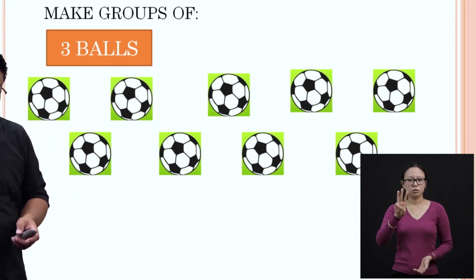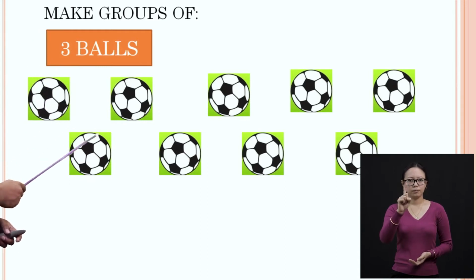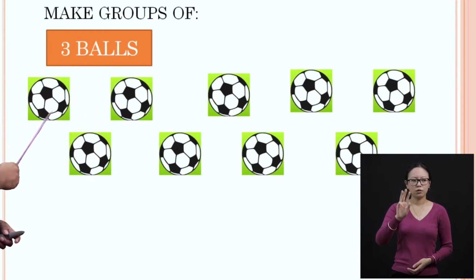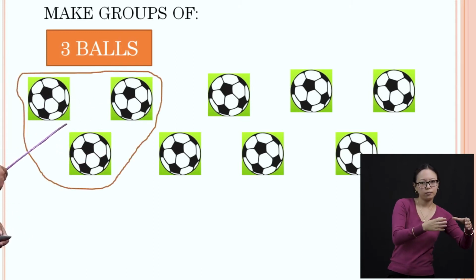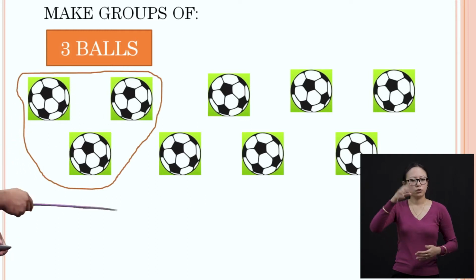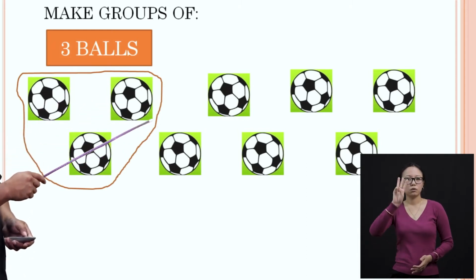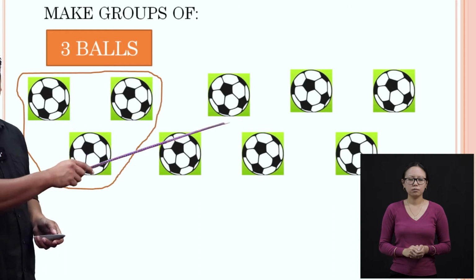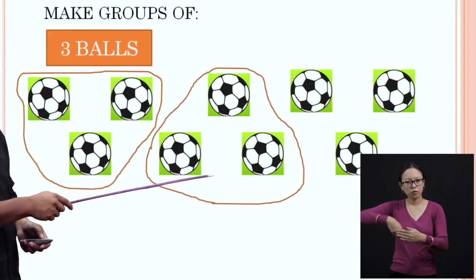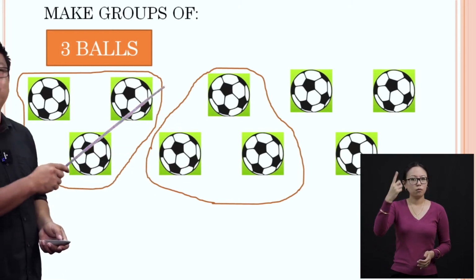So, let's start with the first picture. Now, let's start counting. 1, 2, and 3. So, these 3 can be formed into a group in this manner. We will outline them, we will make a circle and mark them as a group, all right? So this is the first group. Let's move on to the next. 1, 2, and 3. So these 3 can also form a group in this manner. We will put a circle around them and we will mark this as the second group, all right?